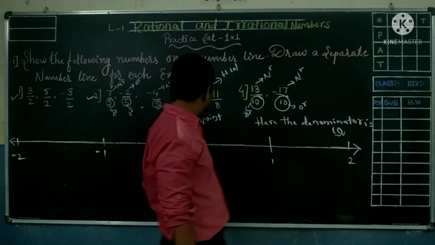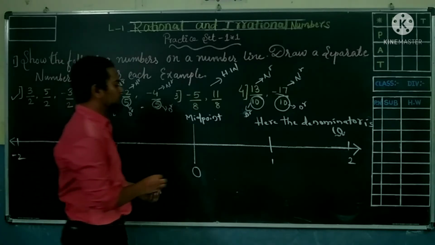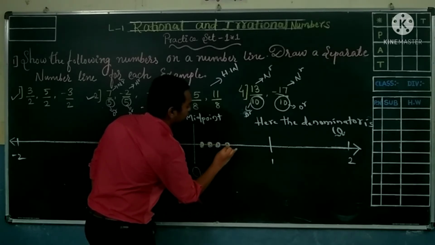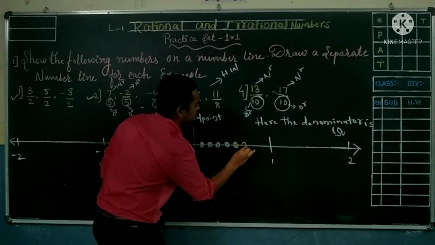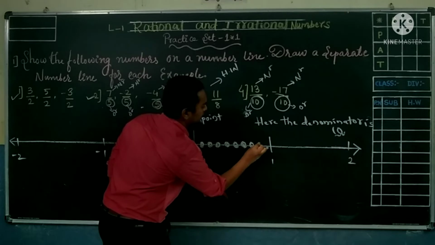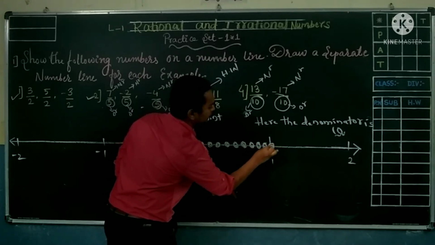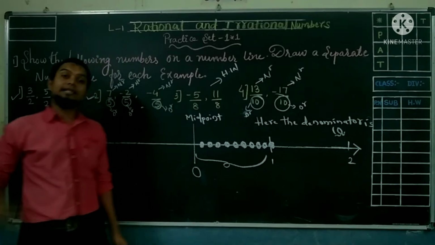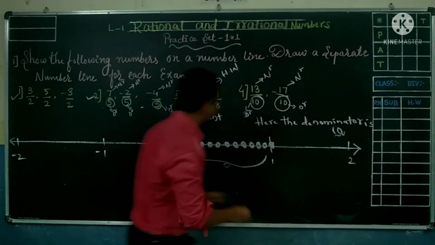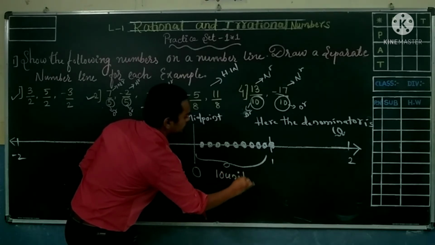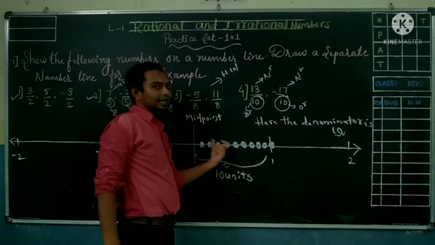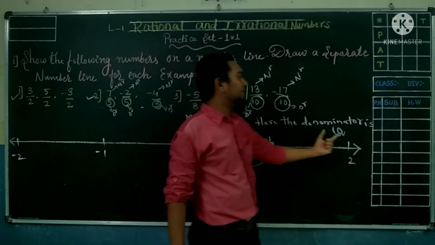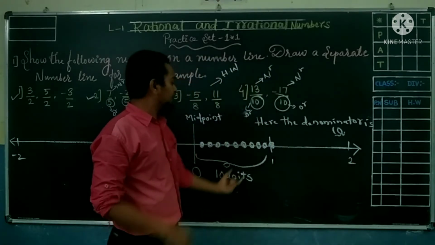Here first of all we will leave 0. This is 1 unit, 2 unit, 3 unit, 4 unit, 5 unit, 6 unit, 7 unit, 8 unit, 9 unit. This is the last one, 10 unit. The difference between every two numbers is 10 units. Why are we taking 10 units? Because the denominator given is 10. That is why we will take 10 units.